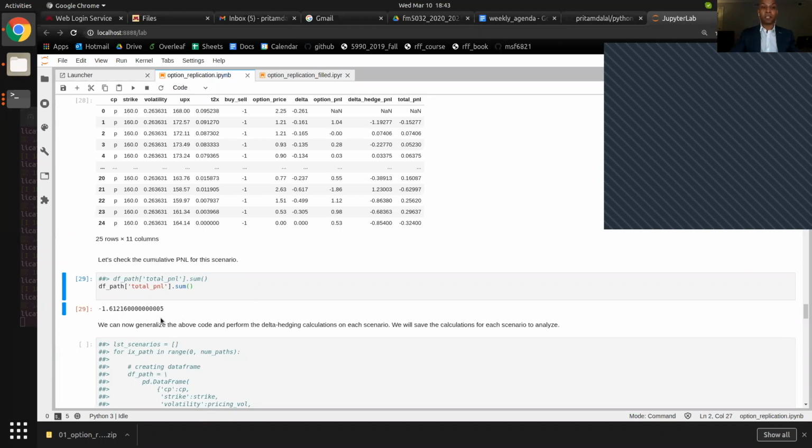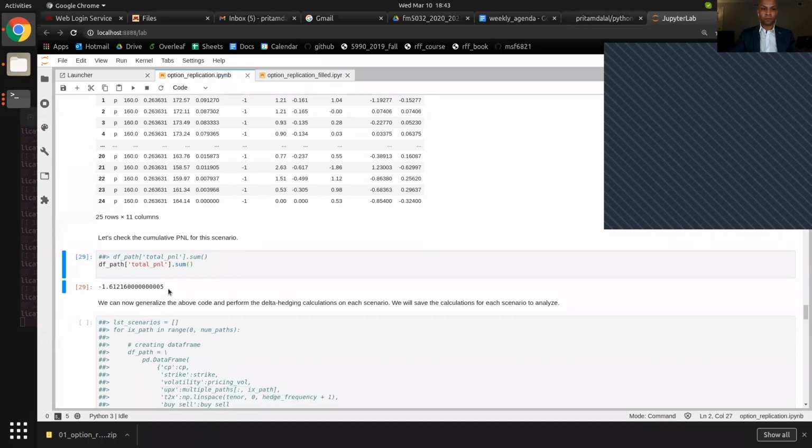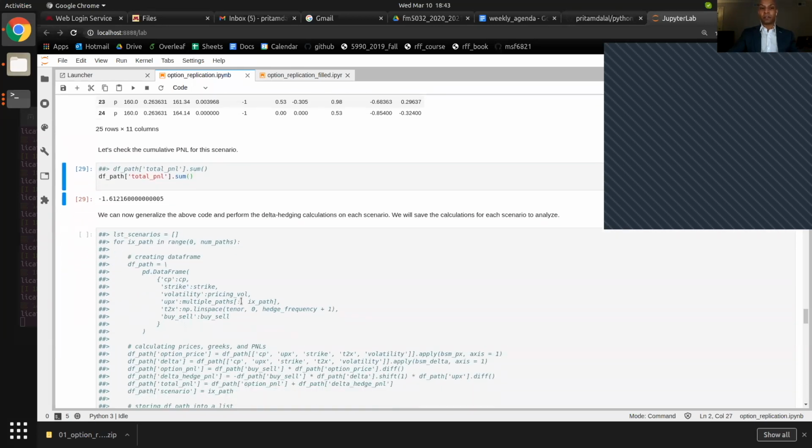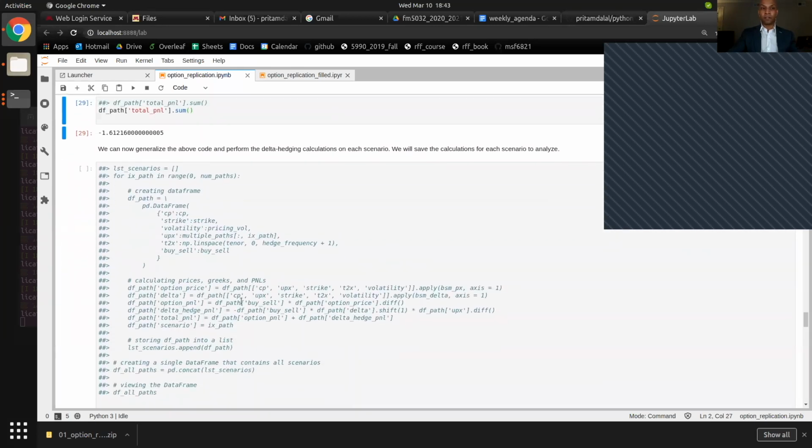Cool. So for this particular path, we end up losing 161, and that's a significant portion of our option price. So as you can see, sometimes you can deviate quite a bit from 0.